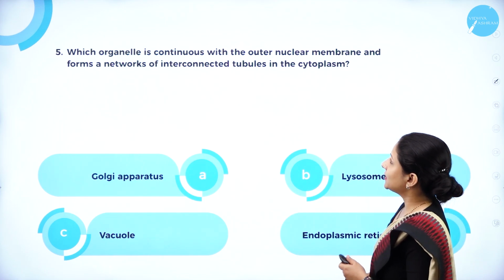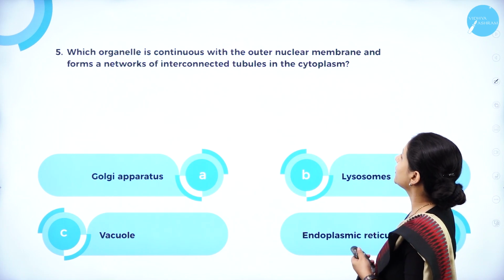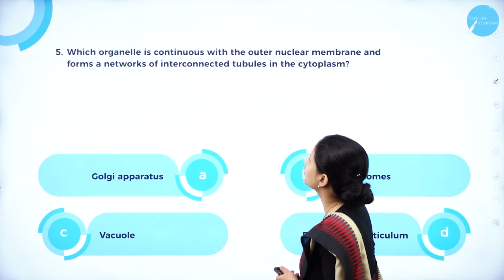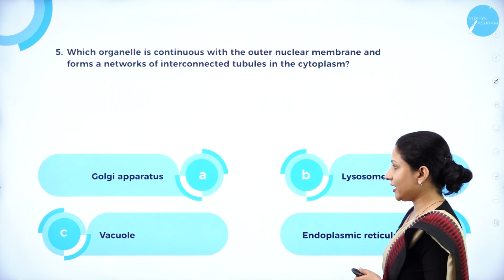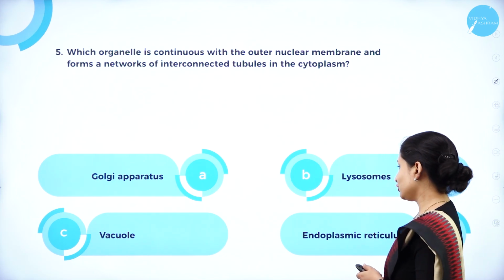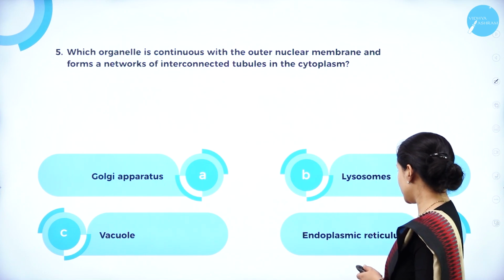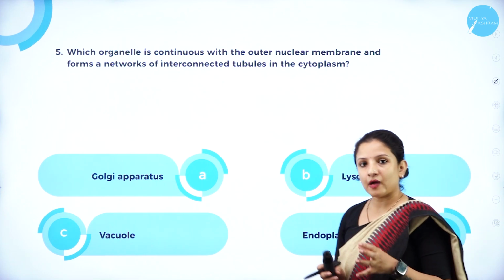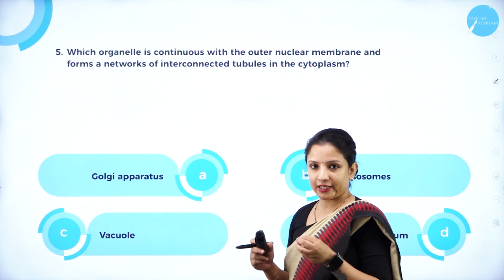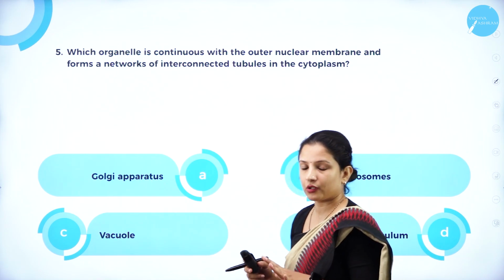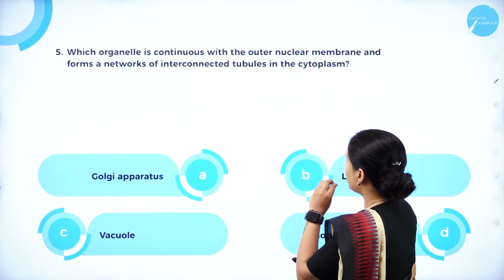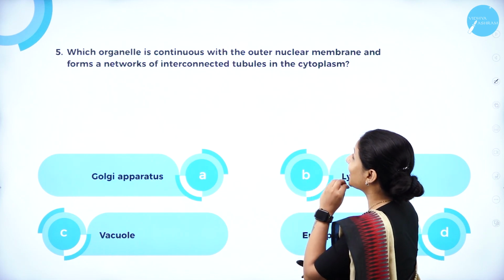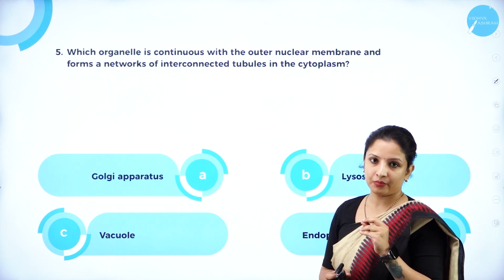Next, which organelle is continuous with the outer nuclear membrane and forms a network of interconnected tubules in the cytoplasm? Is it Golgi apparatus? Is it lysosomes? Is it vacuole? Or is it endoplasmic reticulum? Golgi apparatus also looks folded and it looks like a network. Okay, but be careful with the question here. Here I have asked which is continuous with the outer nuclear membrane.